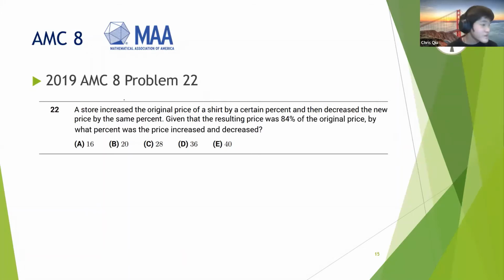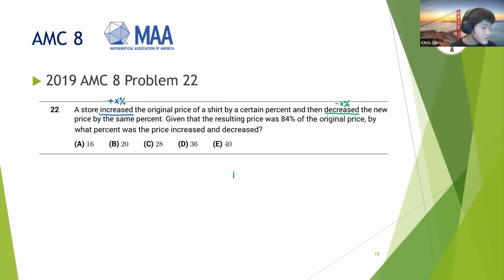Okay, so for this problem, I see a lot of answers already. It's great. Okay, so we're told that the price of this shirt was increased by a certain percentage. We're going to say it was increased by X%. And then it was decreased by X%. So now we have a new price, which is 84% of the original price.